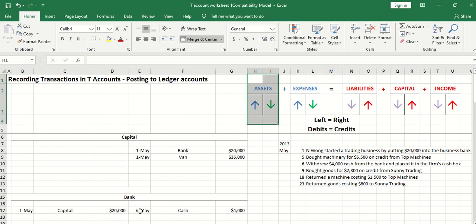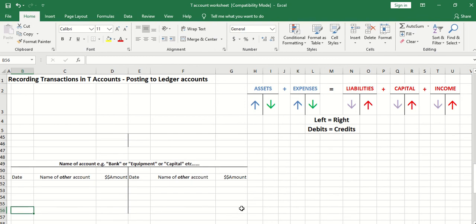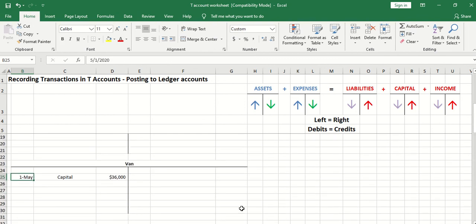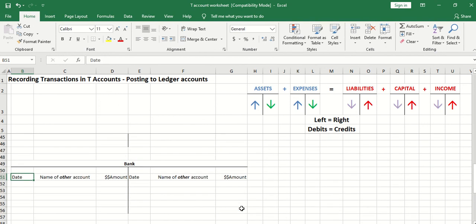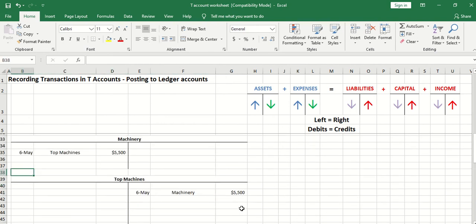But of course, now I need a left-hand entry. I've only got a right-hand entry. I need a left-hand entry. So I'm going to have to create my bank account. So I come down here, I create bank account. What's the date? The date is the 6th of May for $4,000. Whoops, sorry, cash account. 6th of May. Name of the other account is bank. $4,000. And I'm done. I have a left-hand entry for $4,000.